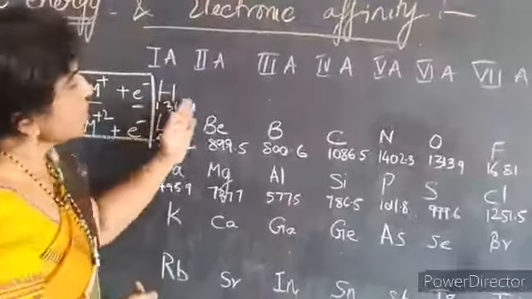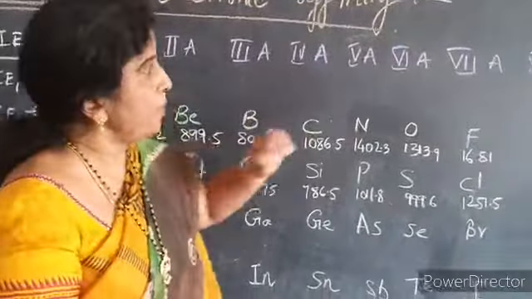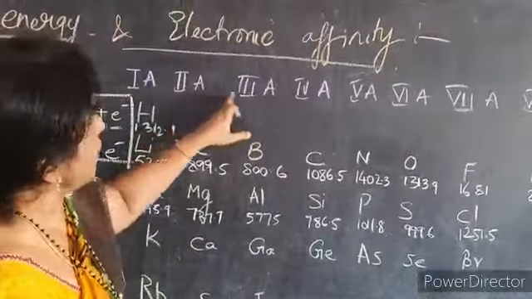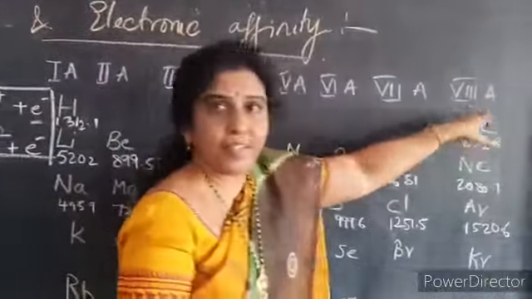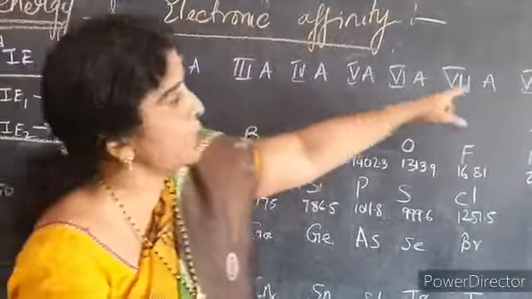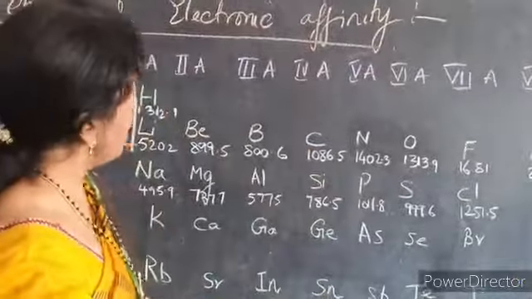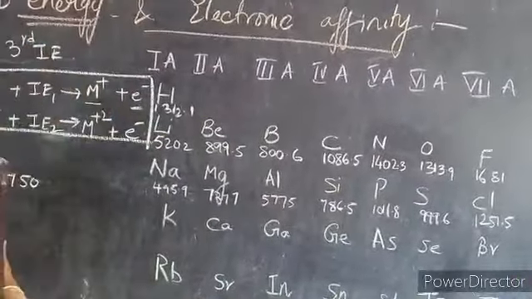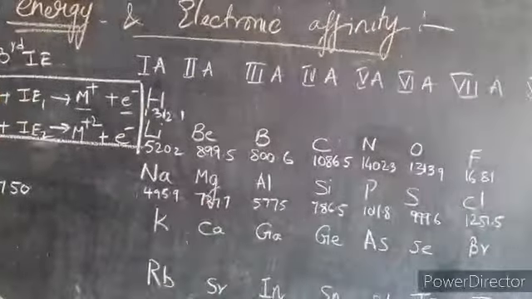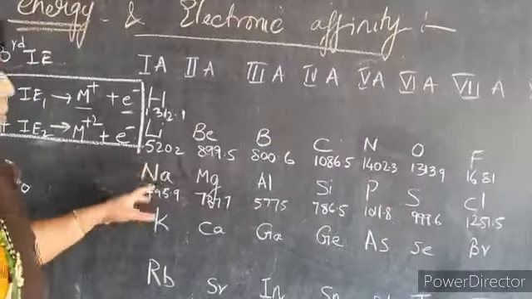Now these are some group elements. We have taken S and P block elements, 1A, 2A, 3A till 8A groups. 1A and 2A belong to the S block, and 3A to 8A groups belong to the P block. Now what is happening to the ionization energy in a group and in a period? Let us look at it here.